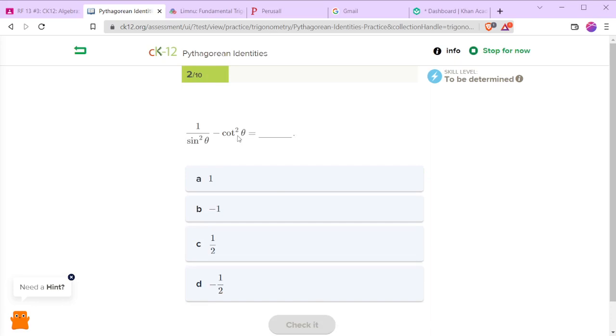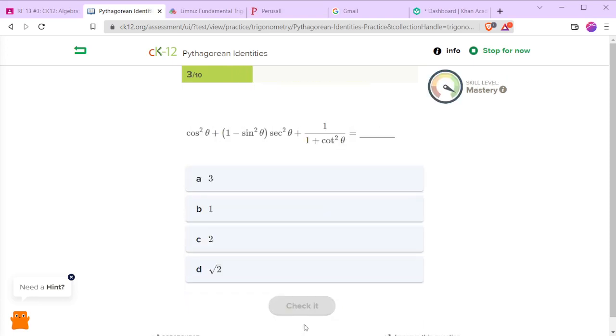Again, cotan is cosine over sine. So this is 1 minus cos squared over sine squared. Well, 1 minus cos squared is sine squared. Sine squared over sine squared is 1. 1 minus sine squared is cosine squared. Cosine squared times secant squared is 1.